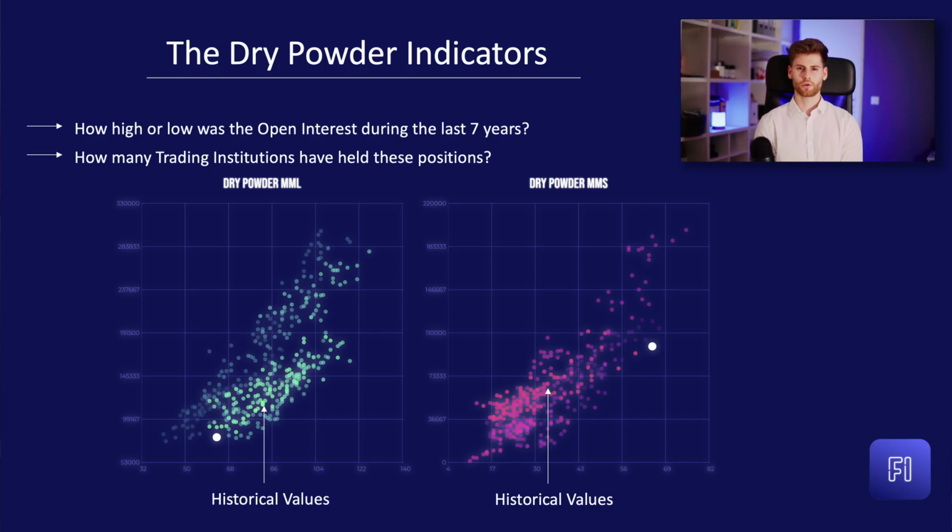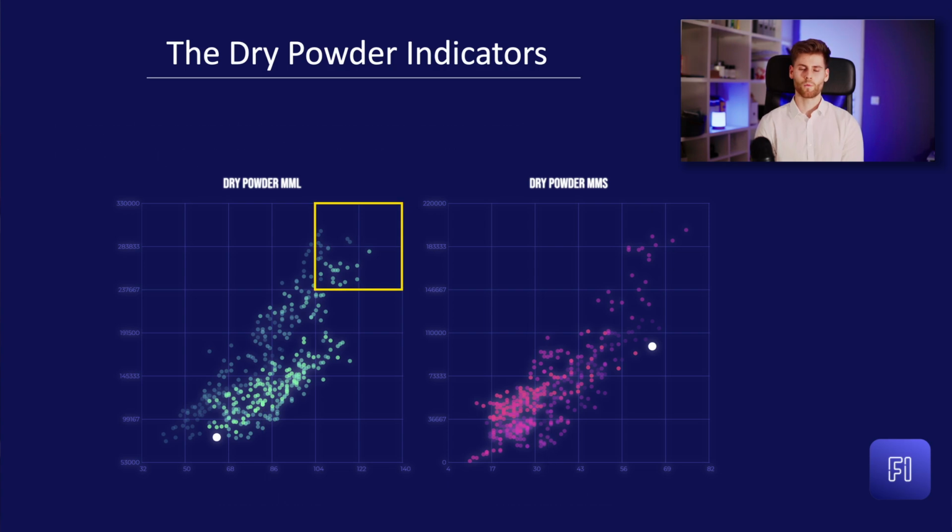Imagine you want to open a short position in gold in the near future, but you're afraid that the price could rise even further. But now you can see that the current value in the dry powder indicator is at the top right. For example, 120 trading institutions have a long position and hold an open interest of around 290,000 contracts. So almost all trading institutions that have held long positions in the gold market in the last 7 years are already long, and they are already positioned close to the historical maximum in this period. Who should keep buying when everyone is already long?